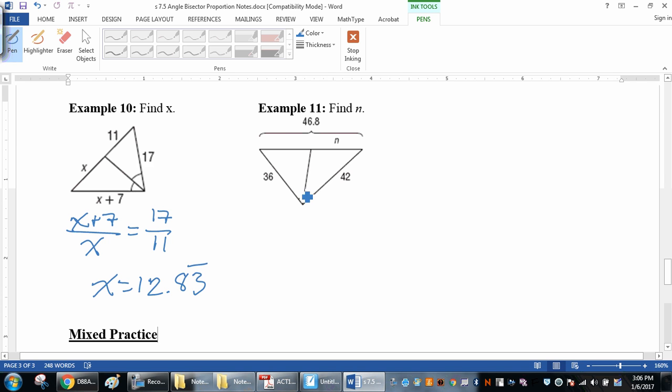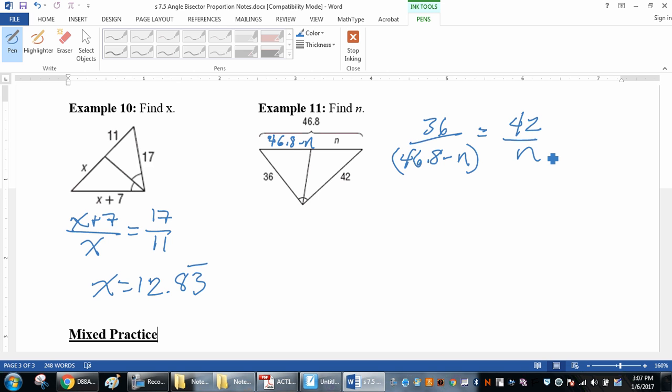All right, and example 11 again. Now we're given this whole side. There's our angle bisector. We need this piece. That piece is going to be 46.8 minus that other piece n. So when we set it up, whole side over the piece. Use that whole expression. I'm going to put it in parentheses because I'm going to cross multiply. Equals whole side is 42 over the other piece, which is n. Make sure that setup makes sense. That's the tricky part. Cross multiplying, we've been doing a ton of. You guys are pros at that.